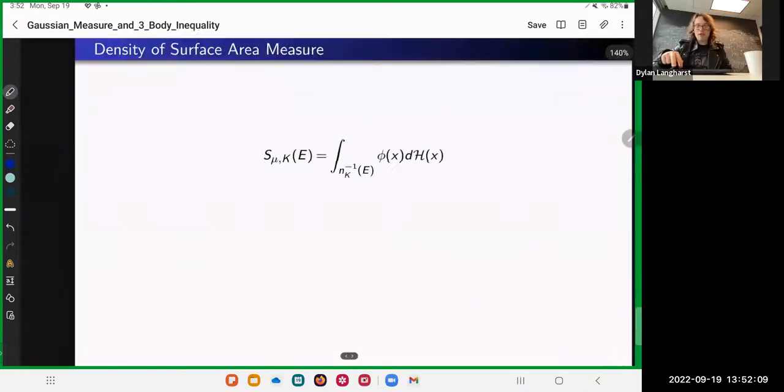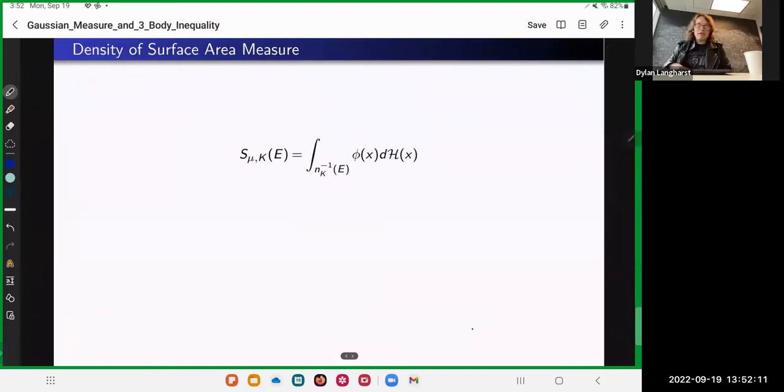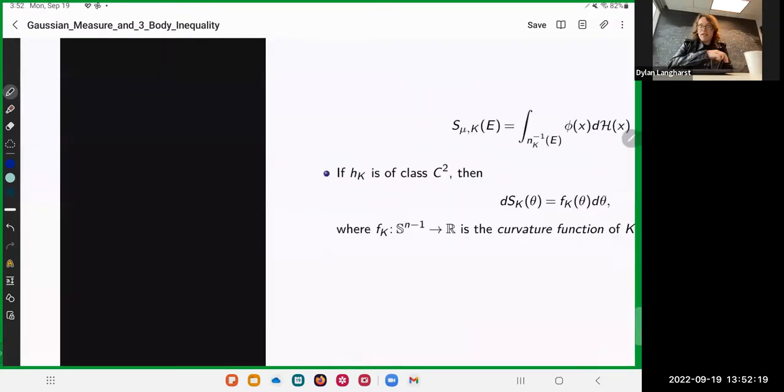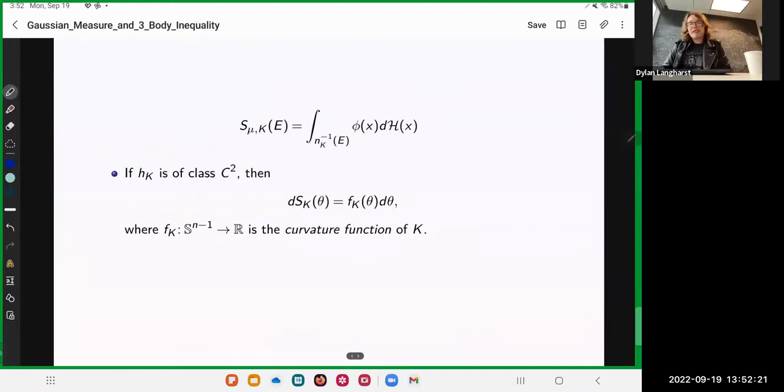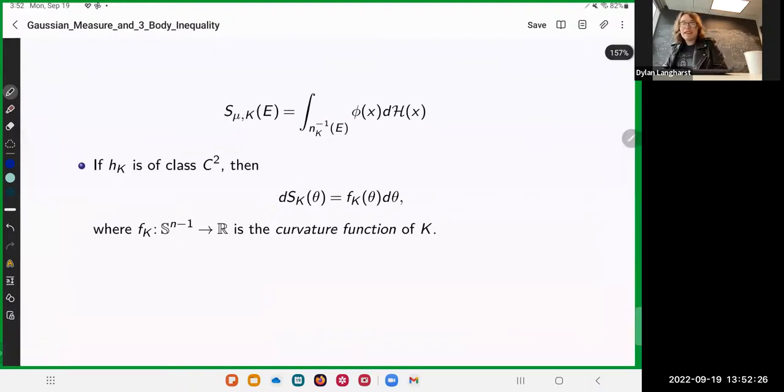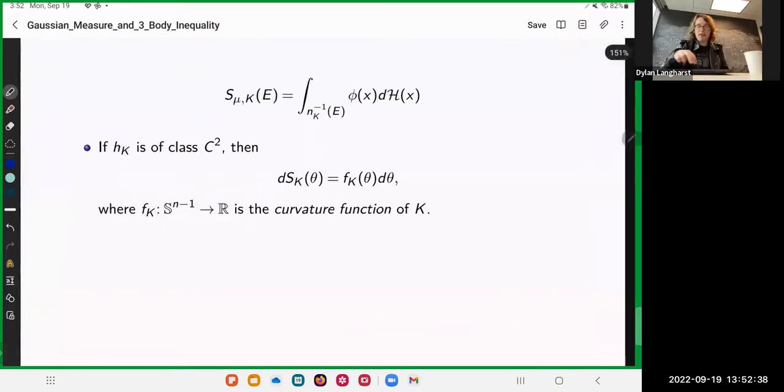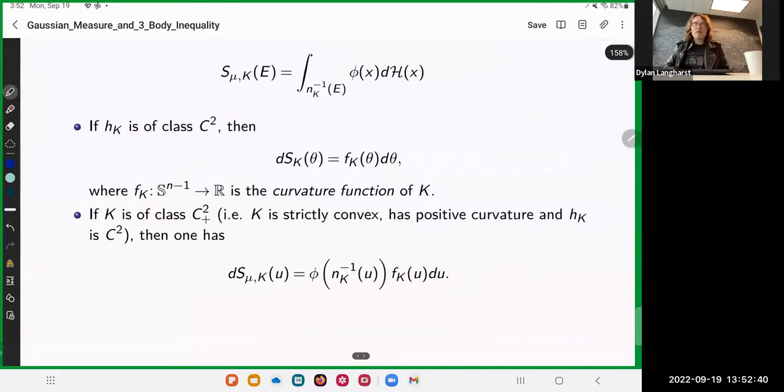I just wanted to remind you of the formula for the measure theoretic surface area. What's interesting is that in the classical volume case, if the support function of a convex body is of class C2, so twice differentiable, then the surface area measure has density with respect to the spherical Lebesgue measure. We call that density the curvature function. And this holds true for the measure theoretic surface area measure in the following way.